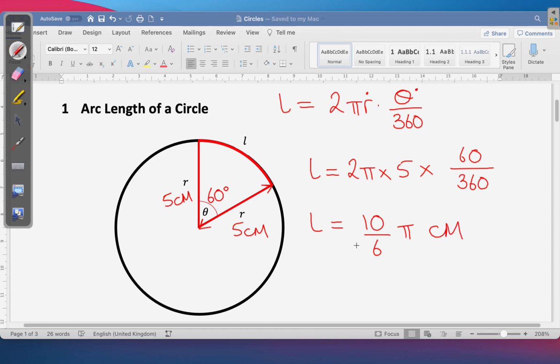Now this answer is what we call expressed in terms of pi. That means we leave pi as pi. We don't work the answer out as a decimal.